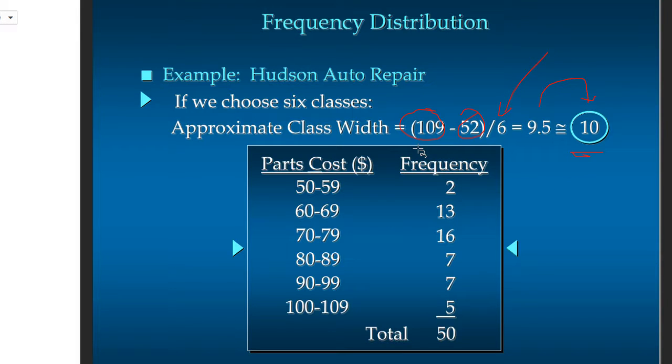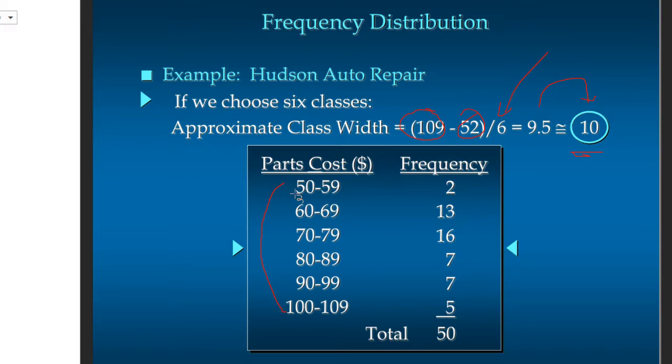So, the smallest number starts from 52 and the biggest number goes up to 109. So look at how they set up these classes.